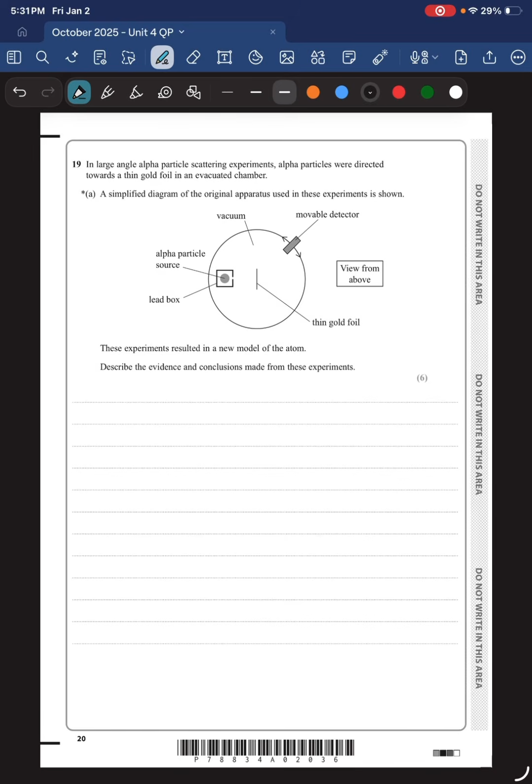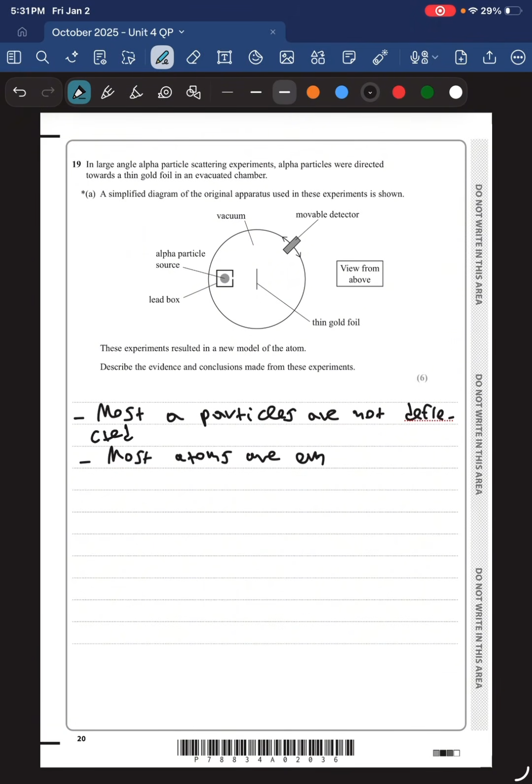So the main observations are, most alpha particles are not deflected. Okay, this tells you that most atoms are empty space. So the atom is mostly empty space. Then some alpha particles get deflected.